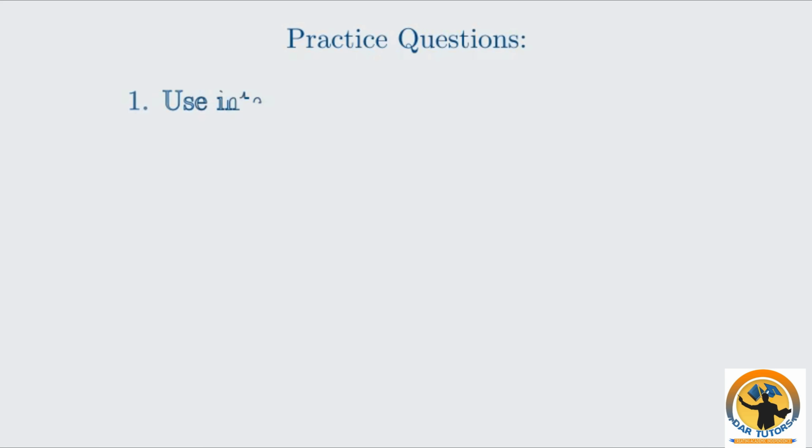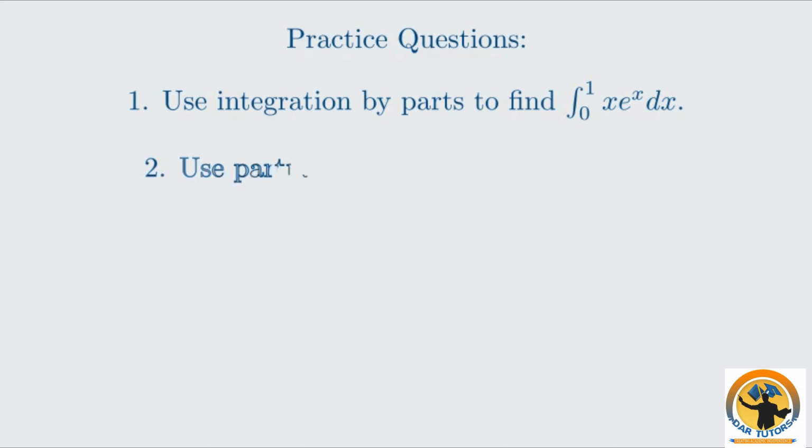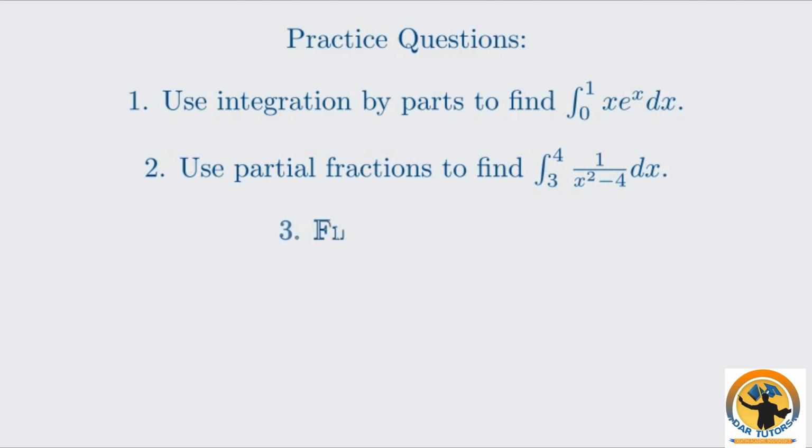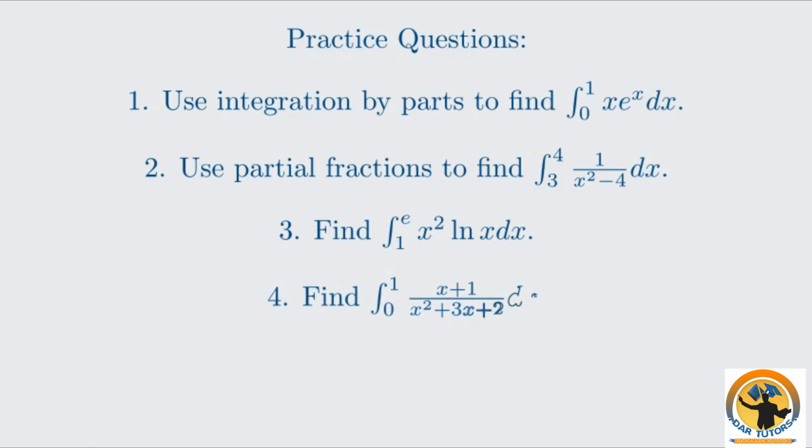Question 1. Use integration by parts to find the exact value of the integral from 0 to 1 of x e to the x dx. Question 2. Use partial fractions to find the exact value of the integral from 3 to 4 of 1 over x squared minus 4 dx. Question 3. Find the exact value of the integral from 1 to e of x squared ln x dx. Question 4. Find the exact value of the integral from 0 to 1 of x plus 1 over x squared plus 3x plus 2 dx. Question 5. Find the exact value of the integral from 0 to pi over 2 of x squared cosine x dx. Let's review the solutions to the practice questions.